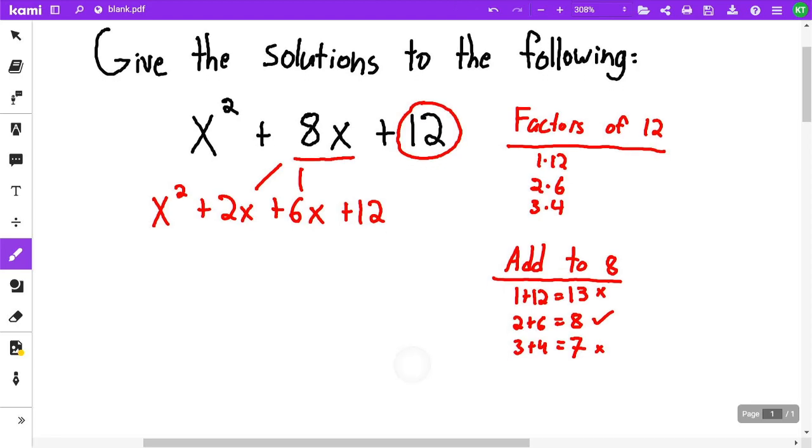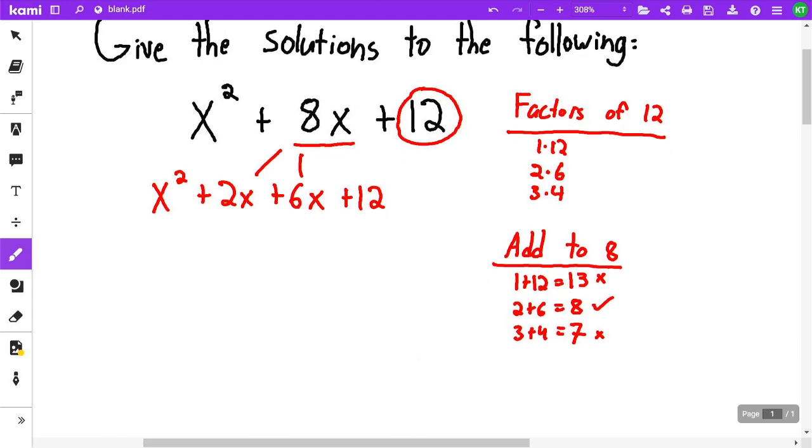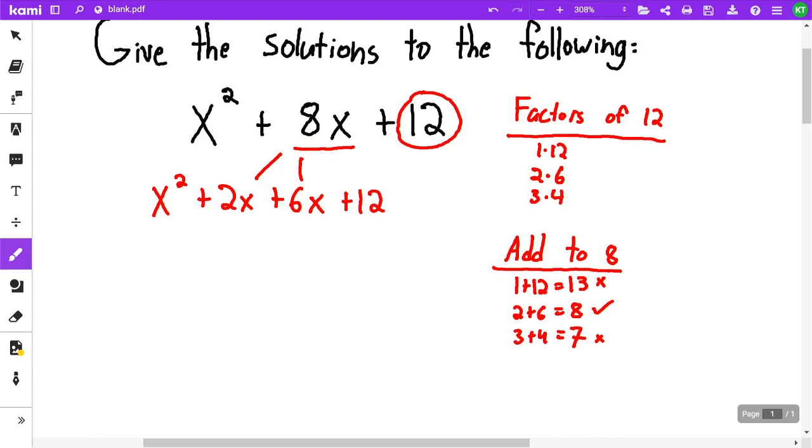And so, because we have no term in front of our x squared other than the 1 that's there, we can just go ahead and use those two numbers, 2 and 6, to write our factors. So we can write that as x plus 2 and x plus 6. So now that we have our two factors, we're going to set them equal to 0 and solve to get what our solutions would be.